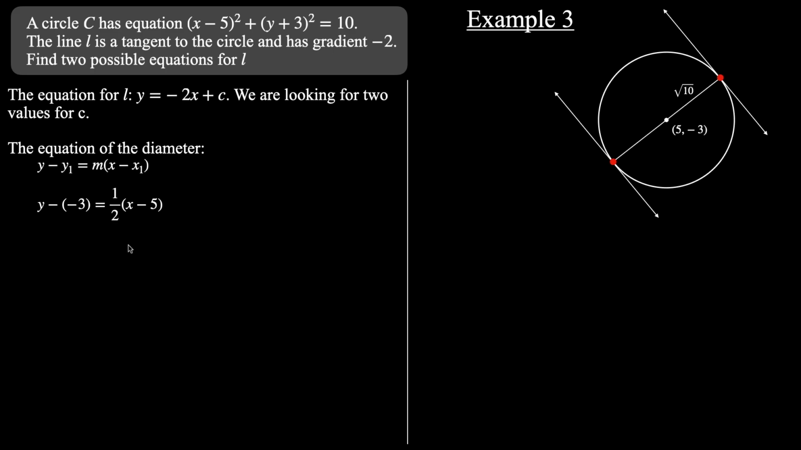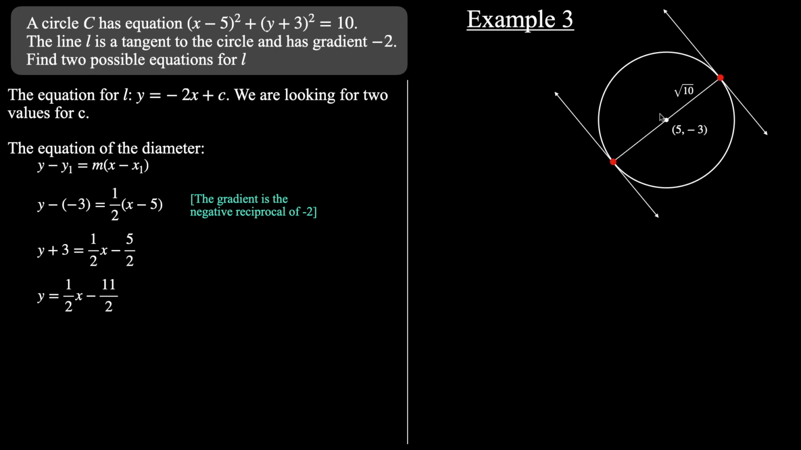Okay, simplifying this, also making a note that the gradient is the negative reciprocal of negative 2. We have y plus 3 equal to a half x take 5 on 2, and then subtract 3, and we get y equal to a half x take 11 on 2. We have the equation of the diameter now.